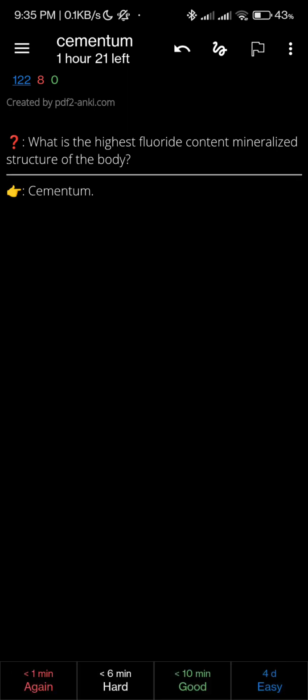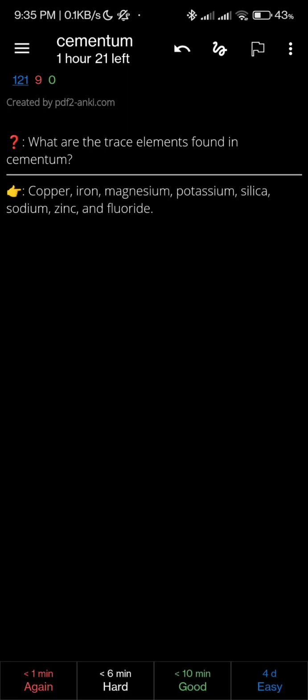What is the highest fluoride content mineralized structure of the body? Cementum. Cementum is the highest fluoride content mineralized structure of the body.